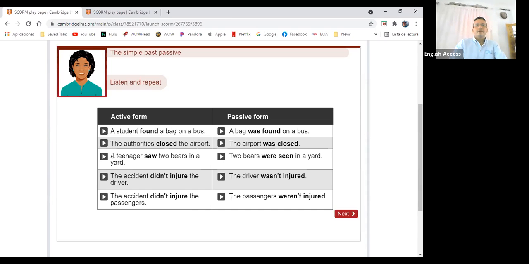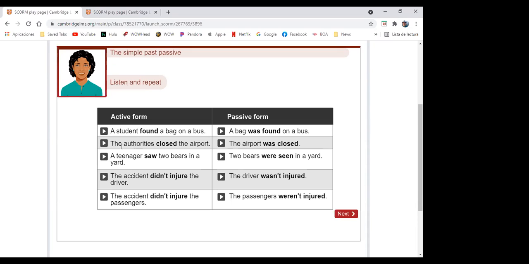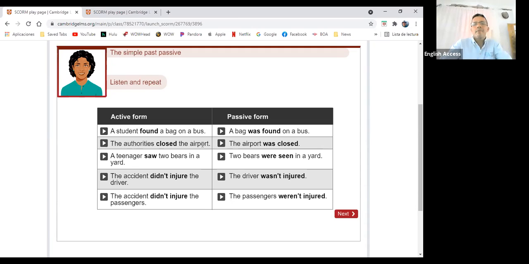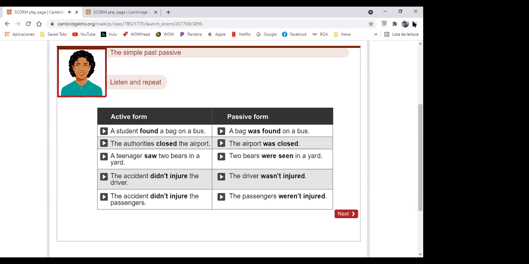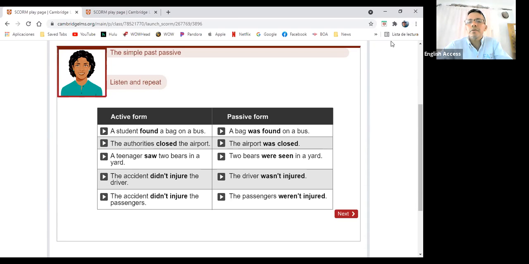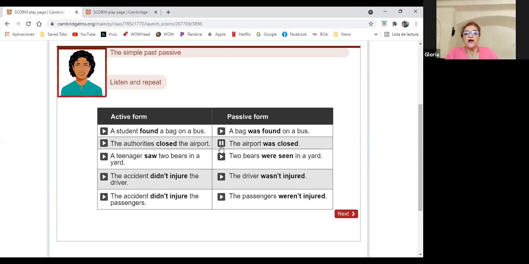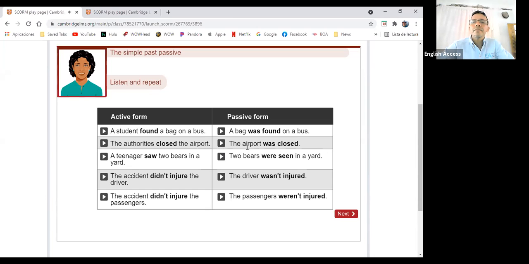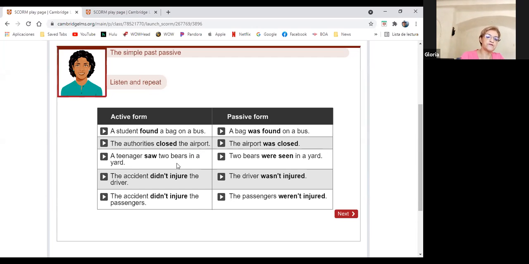Yes. Here. The authorities closed the airport. No, airport. Listen. The authorities closed the airport. Airport. The airport. Eliminate the I, airport. The A sounds like "air". Gloria, listen. The airport was closed. Was closed. Listen. The airport was closed. Closed. Okay, right? The airport was closed. Yes, excellent.